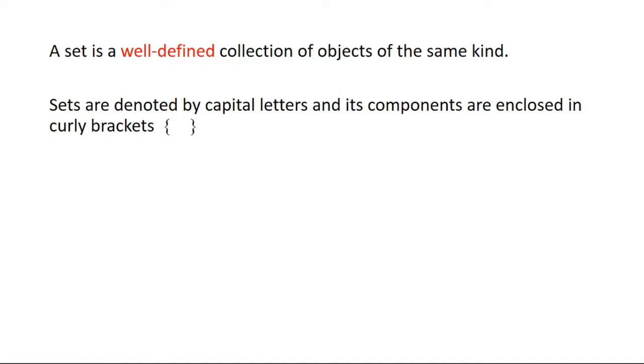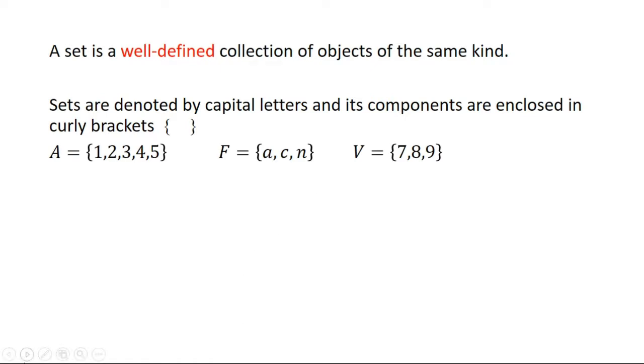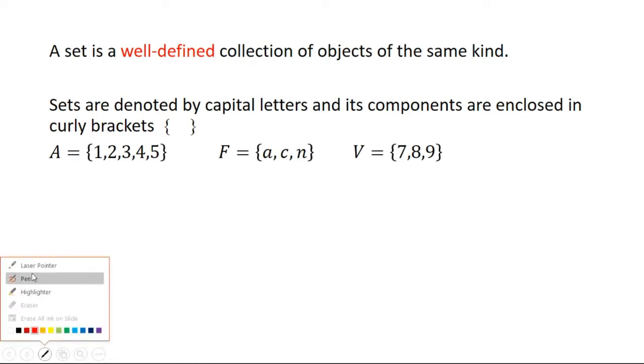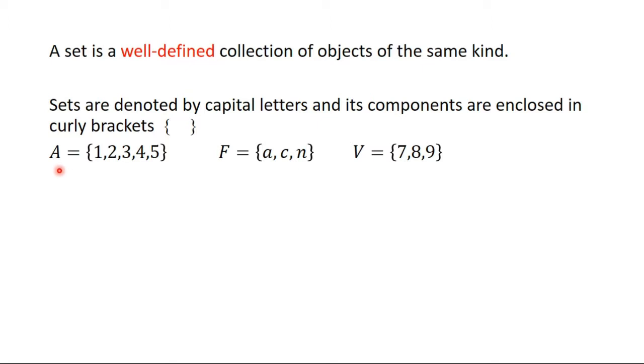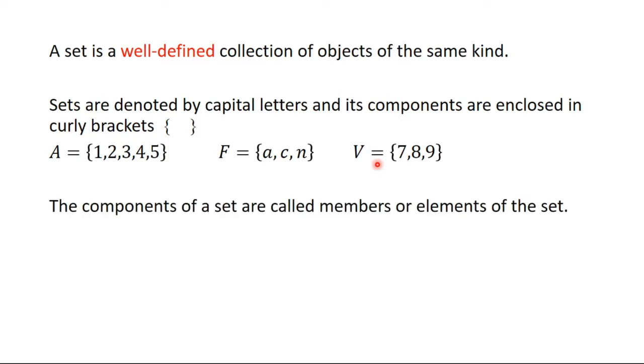Sets are denoted by capital letters and its components are enclosed in curly brackets. Now here is an example. Allow me to bring my pointer so that I can show you. Now we can see from here that this is the set A and it's being denoted by a capital letter. And the members of set A are enclosed in curly brackets as shown here. This is also the set F and this is the set V. They are all enclosed in curly brackets.